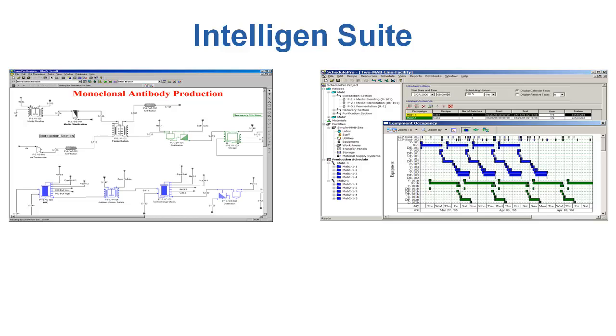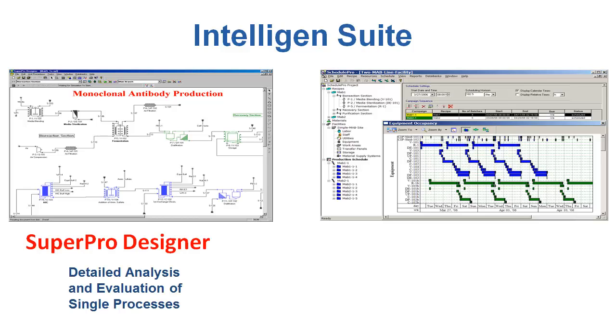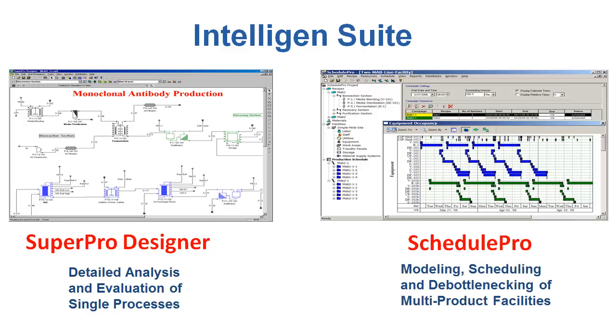SchedulePro and SuperPro Designer are complementary products in IntelliGen's suite of process modeling and optimization tools. SuperPro Designer is focused on detailed analysis and evaluation of single batch processes, whereas SchedulePro handles modeling, scheduling, and debottlenecking of multi-product facilities. The recipes of batch processes modeled in SuperPro Designer can be exported to a recipe database and then imported into SchedulePro for subsequent editing and analysis.